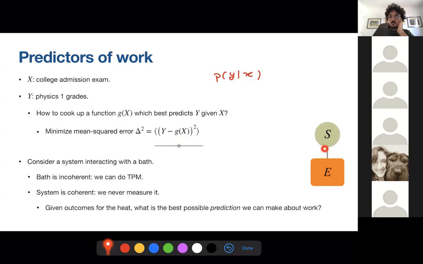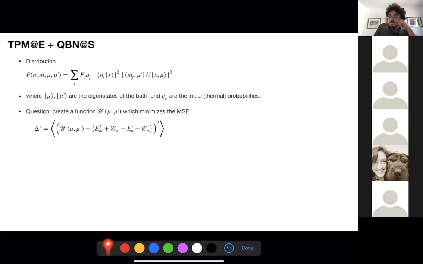So we don't want to perturb the system, but we assume we can measure the bath. And that's okay because, you know, the bath is incoherent usually, and it's fine, we can measure it. So we never touch the system, but we do a TPM in the bath. And from this TPM, we're going to get some heat. And we then ask, okay, so from this heat, what is the best guess, the best prediction we can make about the work, given this information from the heat? So this introduces a mixed distribution where there's a TPM on the bath, but a Bayesian network in the system. So we kind of mix the two.